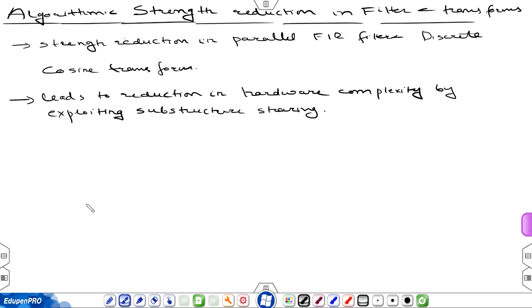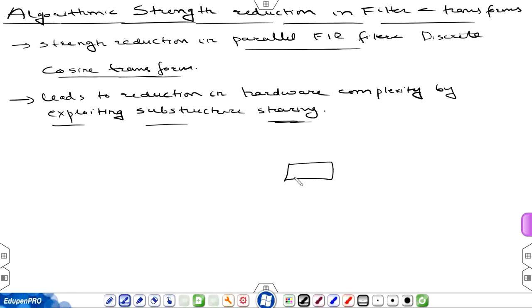So hello everyone. This lecture is about algorithmic strength reduction in filters and transforms. The purpose of this strength reduction is to reduce the strength in parallel FIR filter and discrete cosine transform. That leads to reduction in hardware complexity by exploiting the substructure sharing. By now you have already learned about the parallel FIR filter.